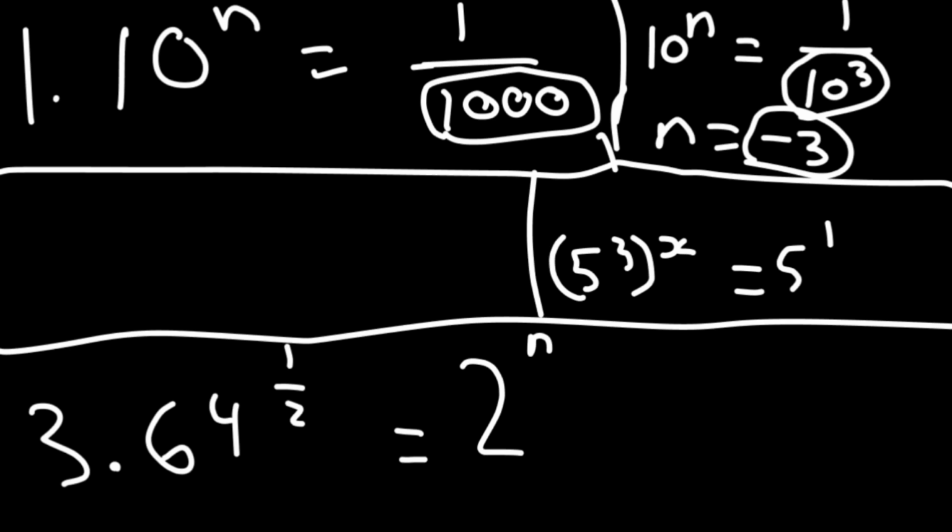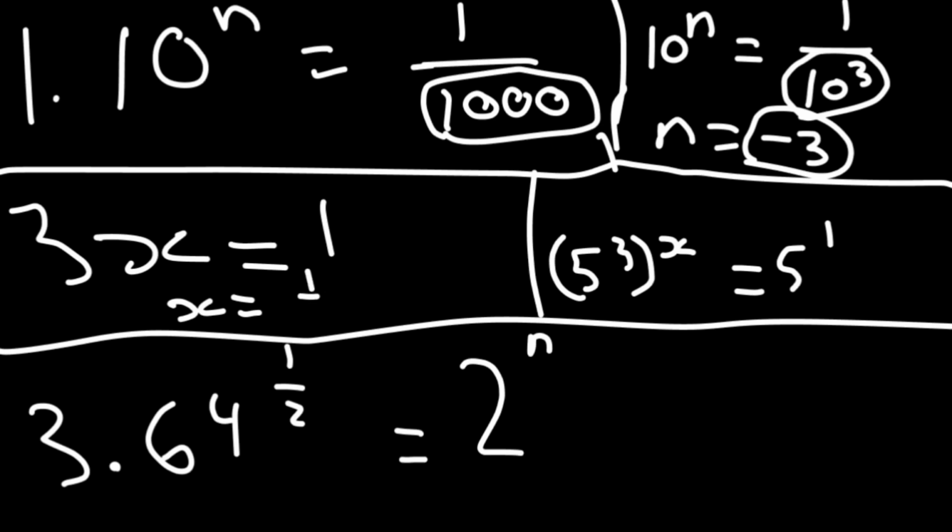Now since we're raising to the power, it's just 5 to the power of 3 times x. So it's just 3x is equal to 1. So x is just a third. And that is my final answer.